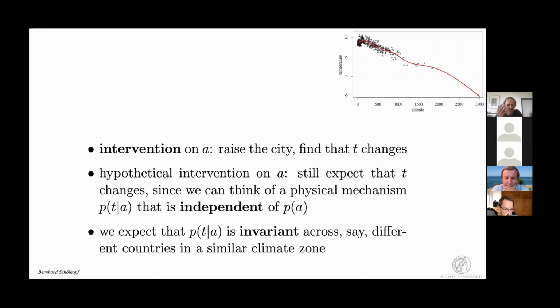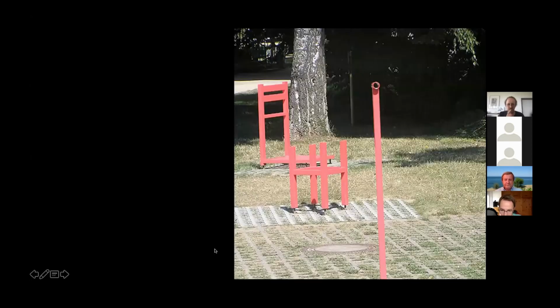Now, it might even be enough to just do a hypothetical intervention, because I just explained it to you, and probably you imagine, well, if we can raise these measurement stations by a few hundred meters, it's probably going to be more windy up there. The pressure is lower, and somehow my intuitive knowledge or high school physics tells me, yeah, it seems plausible that it's going to get colder. So even with a hypothetical intervention, you might believe that if you change A, T will change, because you can think of a physical mechanism, P of T given A, that applies independently of how you choose the altitude. And that mechanism, you would also believe, should be invariant, for instance, across different countries in similar time zones. So this is a physical mechanism that generates this dependence. And I'll show you a second example before we get a little bit more mathematical. This is an example from visual perception.